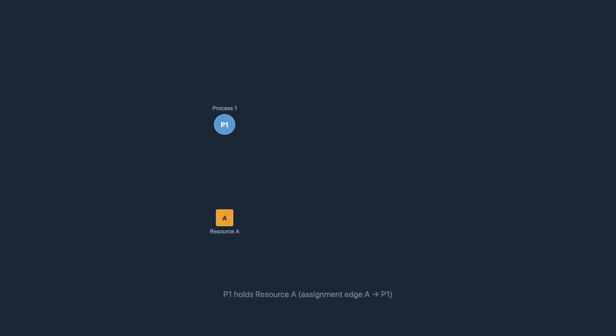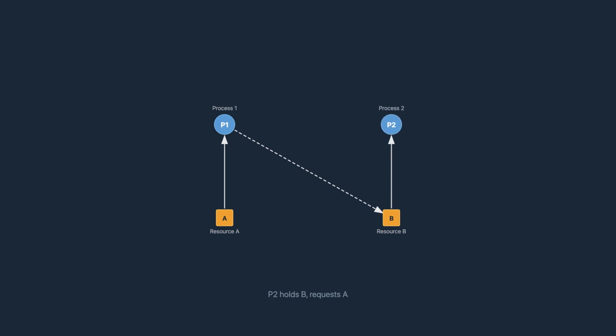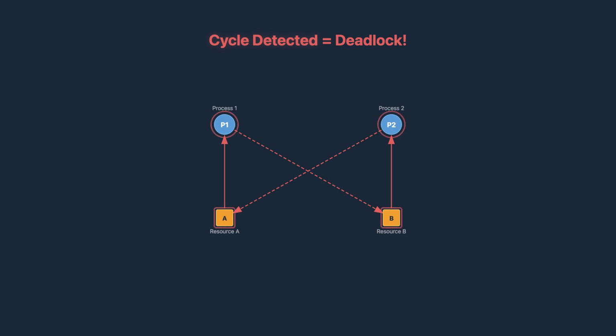Process 1 holds resource A, that's an assignment edge from A to P1. Now process 1 requests resource B, that's a request edge from P1 to B. Meanwhile, process 2 holds resource B and requests resource A. Look at the graph now. Follow the arrows. P1 points to B, B points to P2, P2 points to A, A points to P1. We've formed a cycle. And a cycle in a resource allocation graph means we have a deadlock. If there is no cycle, there is no deadlock. The graph makes the problem visible.